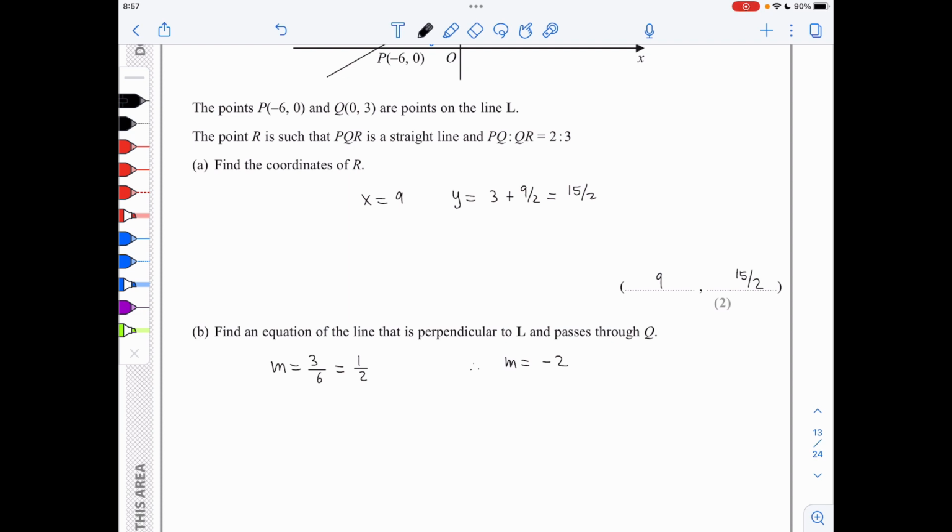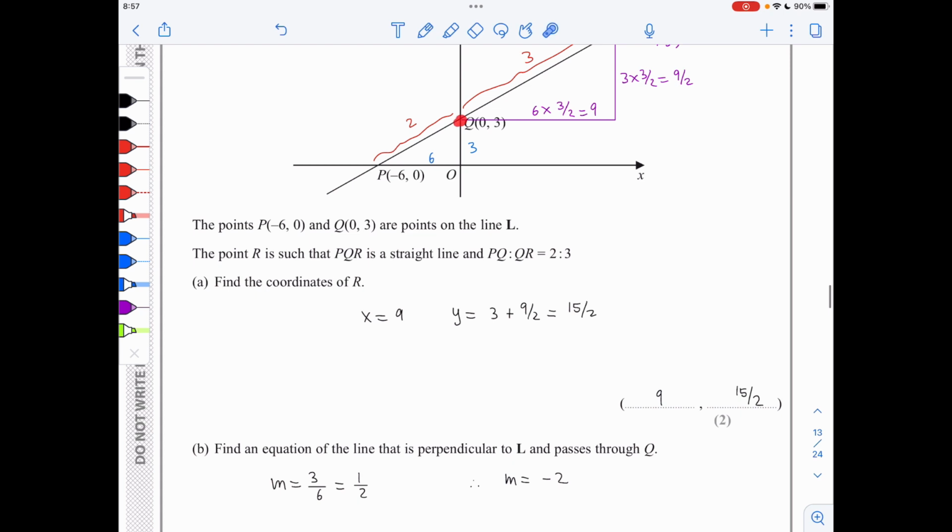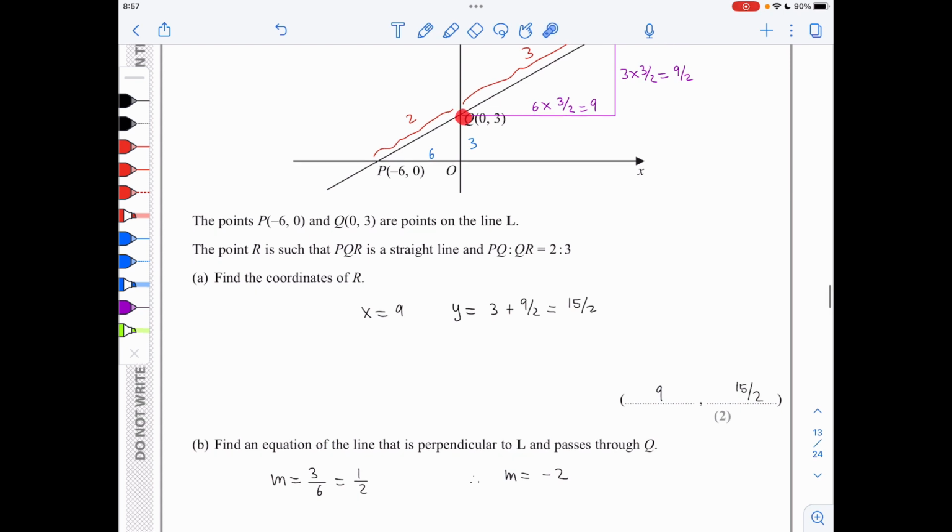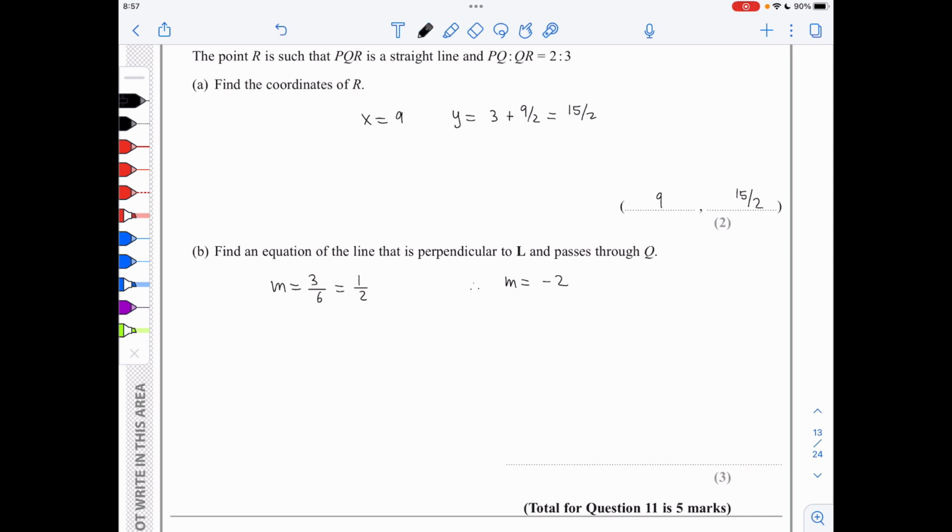It's a straight line that passes through the point Q, so it's cutting the y-axis at 3. Therefore, its y-intercept C is 3. So the equation of the straight line is y equals minus 2x plus 3.